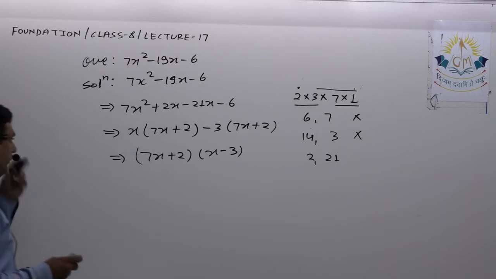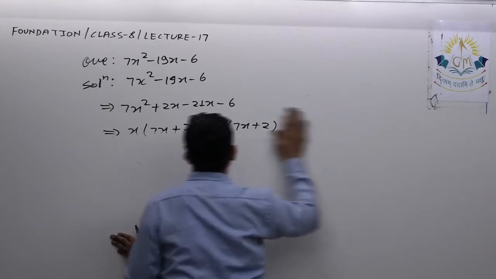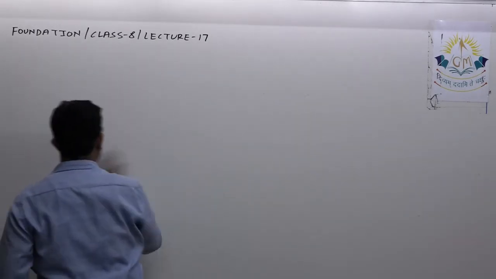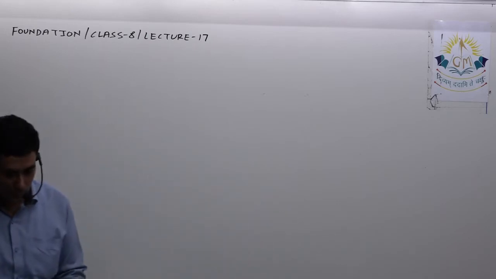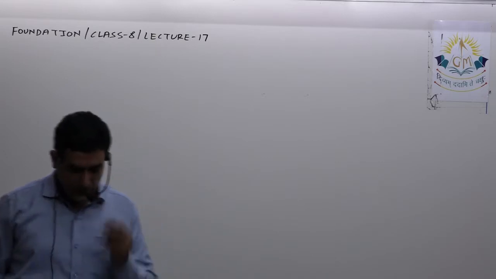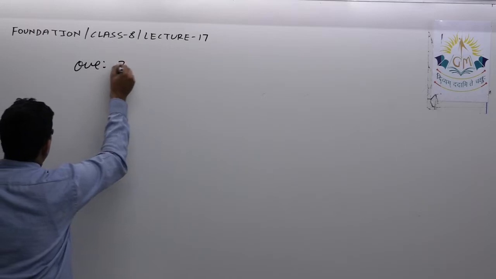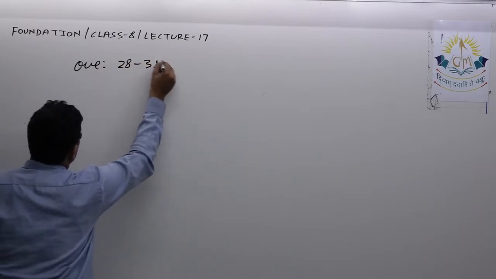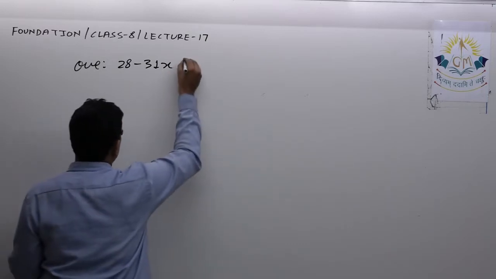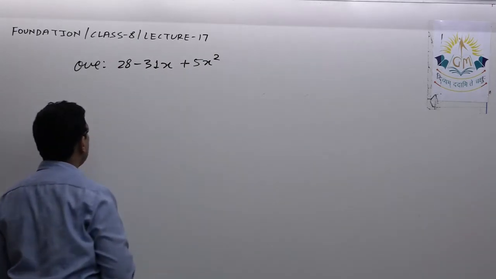Okay, now we'll see the next question. Okay, now next question is 28 minus 31x plus 5x square.